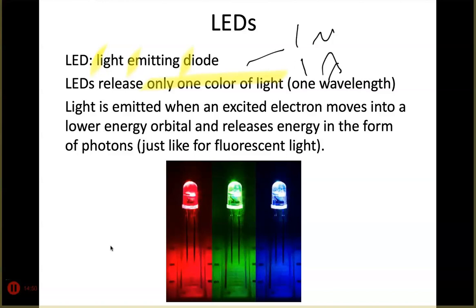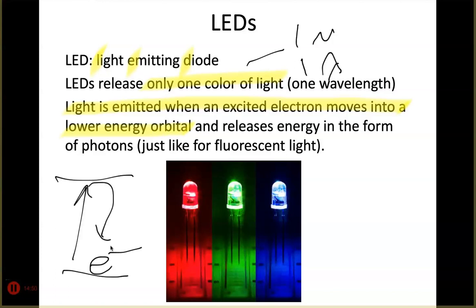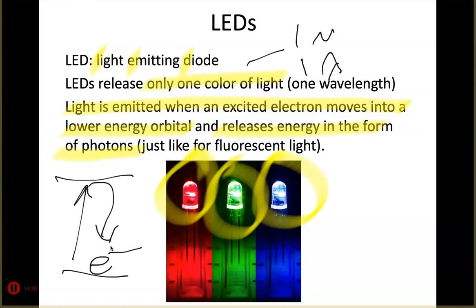How does this happen? Well, light is emitted when an excited electron moves from a lower energy orbital to a high energy orbital and then falls back down. And it releases energy in the form of photons as it falls back down. Because it's only enough energy to go between one energy level, what we're seeing is individual discrete frequencies of light, or individual colors as our body and our brain processes it.